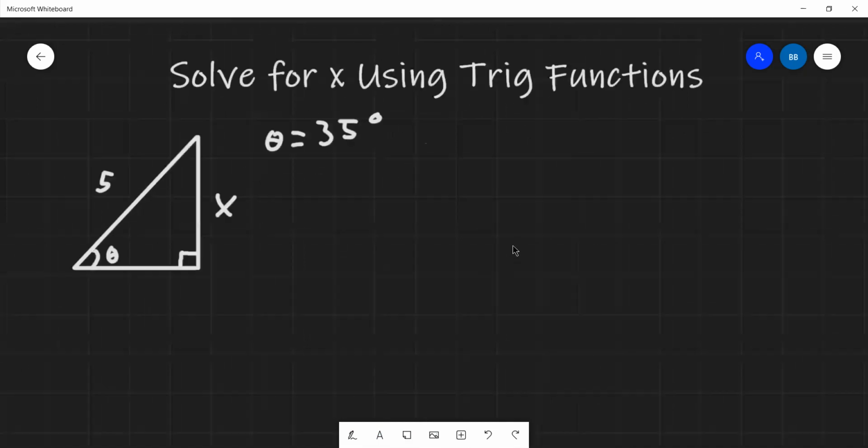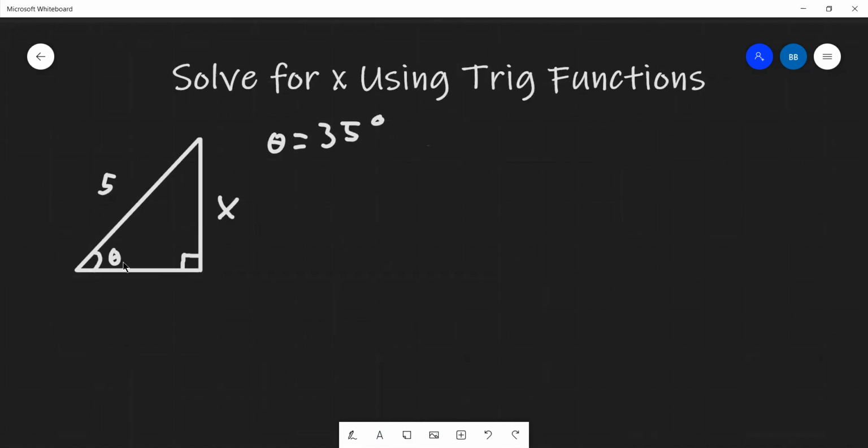Now you try one. Go ahead, analyze this problem. We are looking for x. We are given the hypotenuse, which is 5. We are given this angle, which is 35 degrees. So go ahead, take some time, give it a shot.